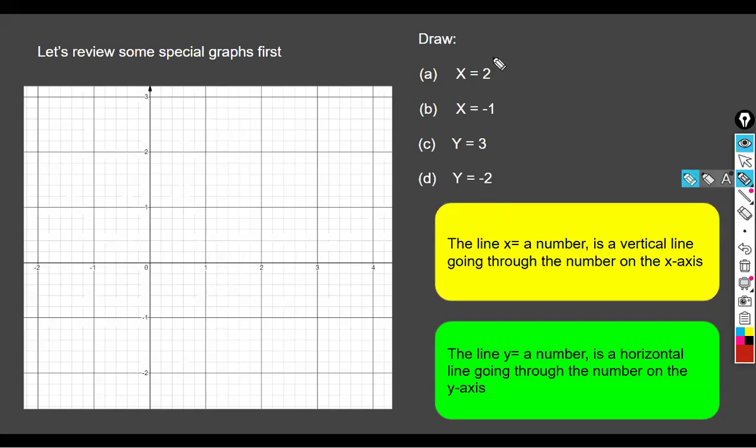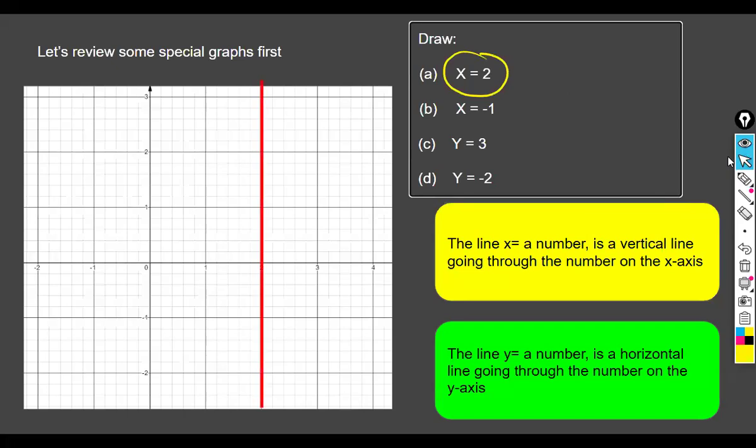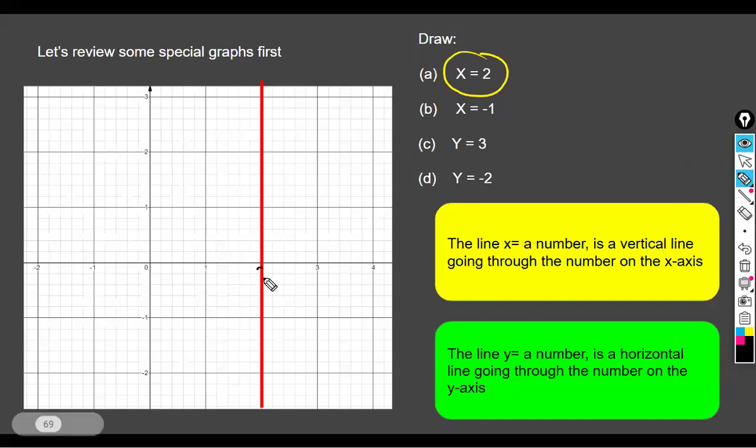If I were to ask you to draw the line X is equal to 2, you see how the rest of the graphs had plenty of calculations to do? X equal to 2 is just a vertical line going through 2 on the x-axis. Look at it, it's just a vertical line.